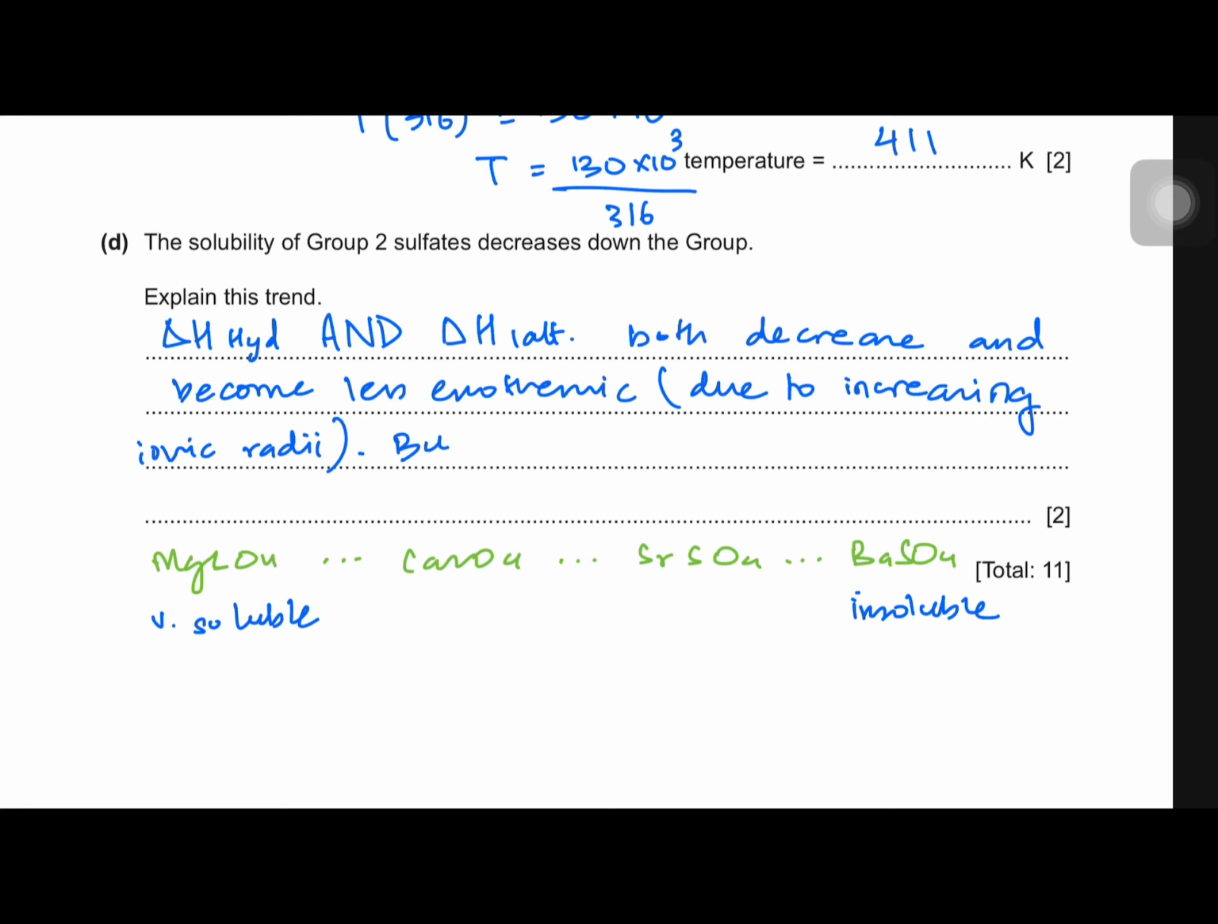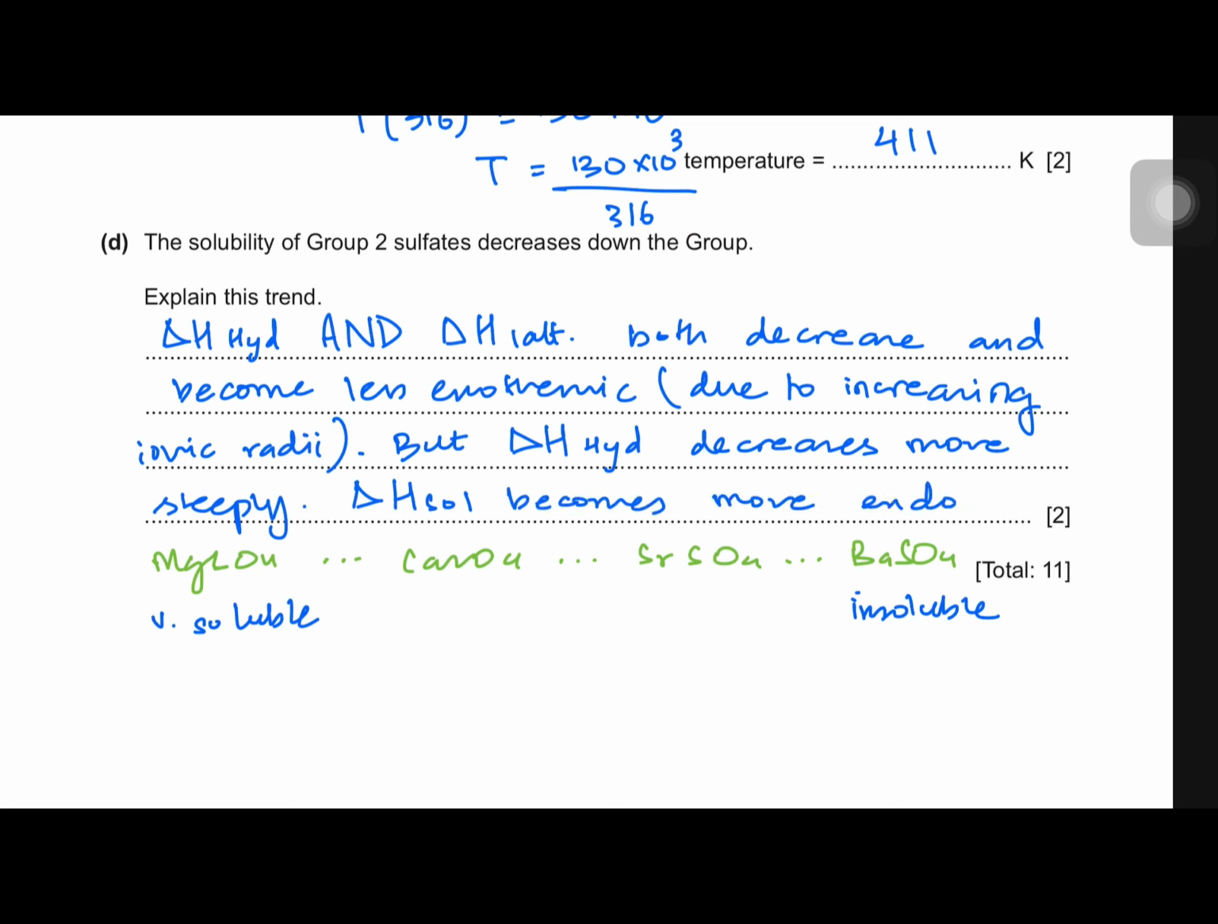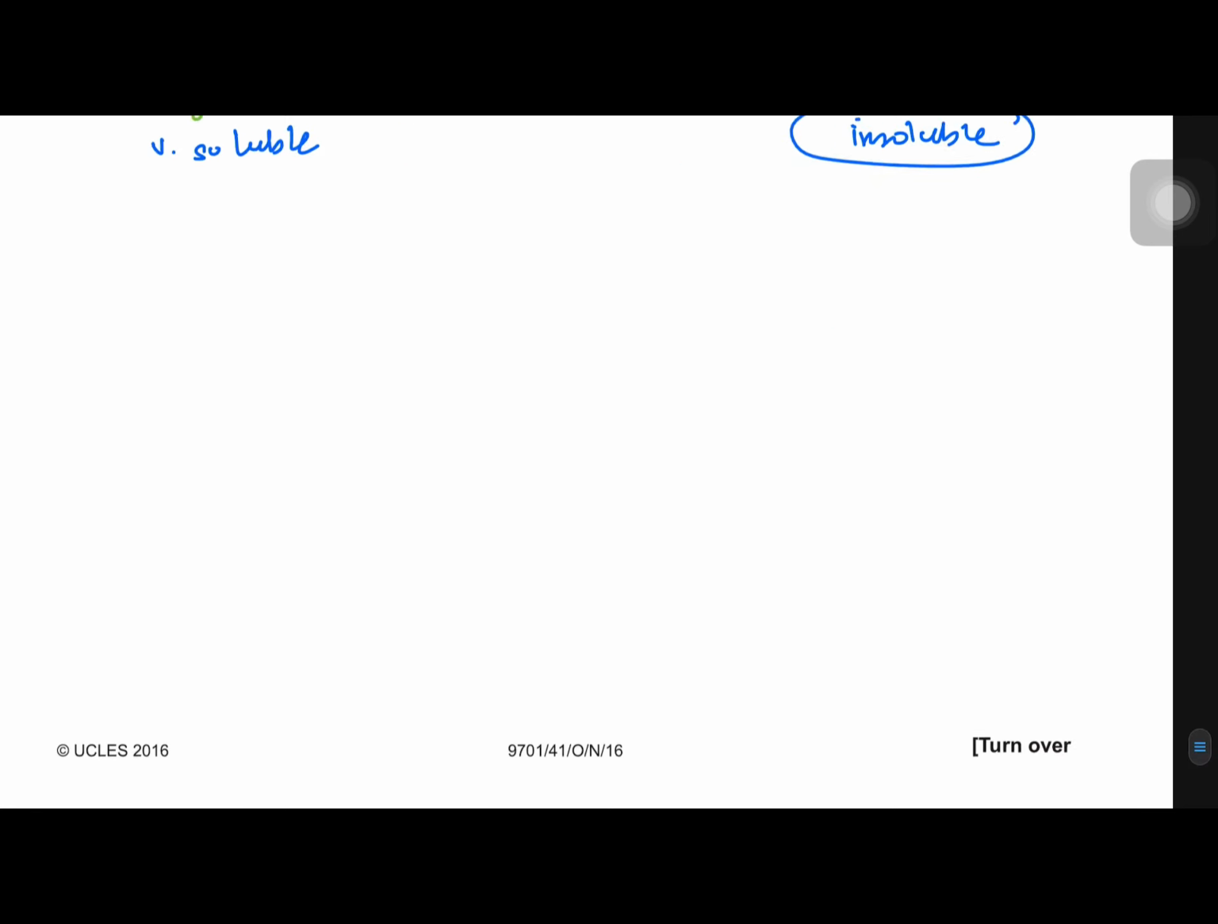But then you say, but enthalpy of hydration decreases more steeply. The value of hydration enthalpy decreases more, which means that it decreases faster, and obviously solution enthalpy becomes more and more endothermic. Then as a result, solution enthalpy becomes more endothermic. More endothermic means that less solubility would be seen. So you have to talk about values.